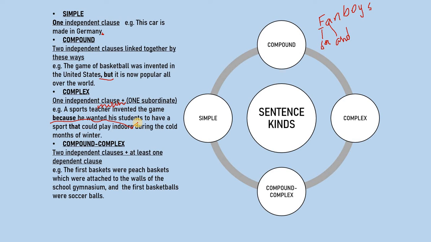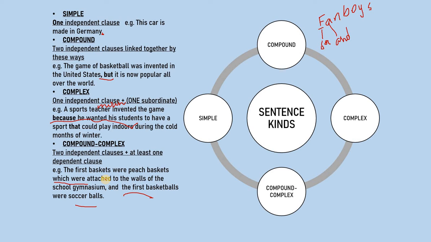So here what do we have? Two independent clauses and one dependent clause. Where is the dependent clause? The dependent or subordinate clause is which were attached to the walls. This is a relative clause. And where is the second independent clause? This is the second independent clause. So it is one independent clause which contains a dependent clause, and which is followed by another independent clause too.